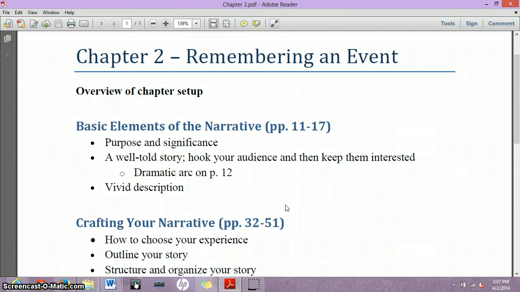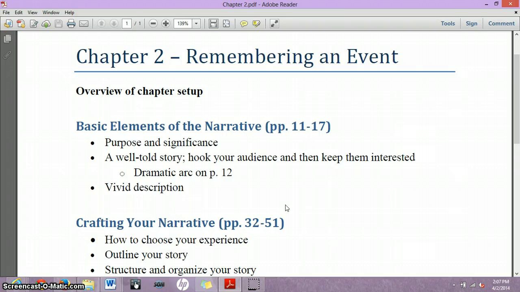So when you pick your topic, make sure that it's a story that you can tell well. You have a lot of detail, it has a lot of description opportunities, things like that. You have to hook your audience with your topic and what you have to say about it, but you also have to keep them interested. So you've got to tell your story well.